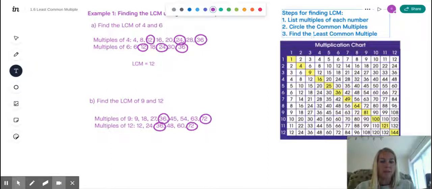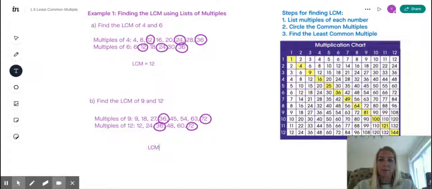Step 3, find the least common multiple. So which number is smaller, the least, 36 or 72? The least common multiple of 9 and 12 is 36.